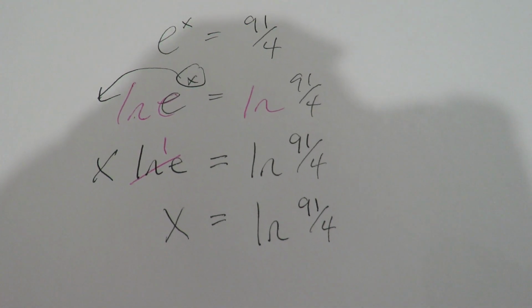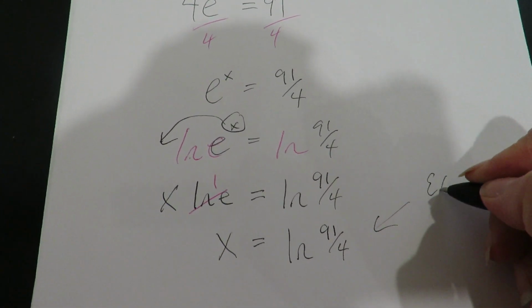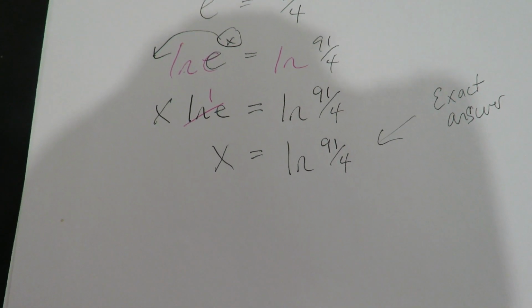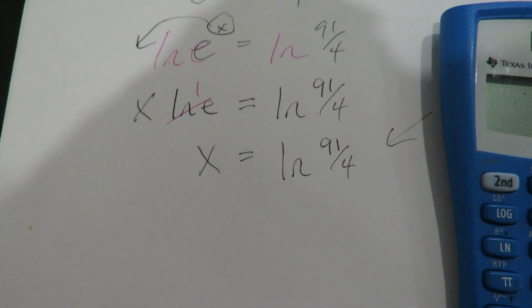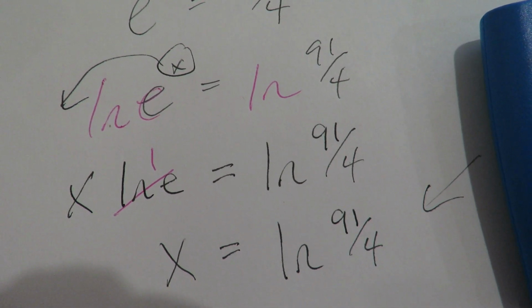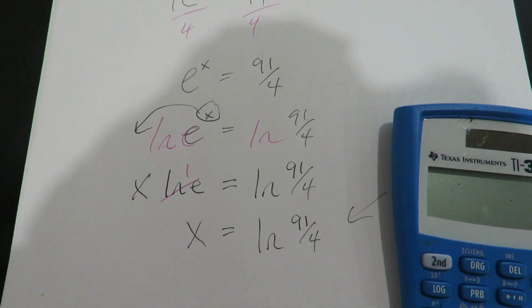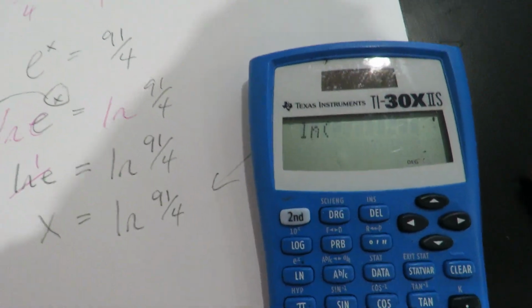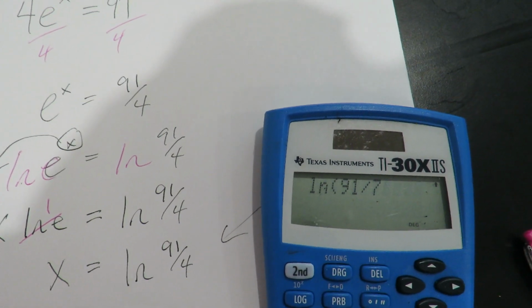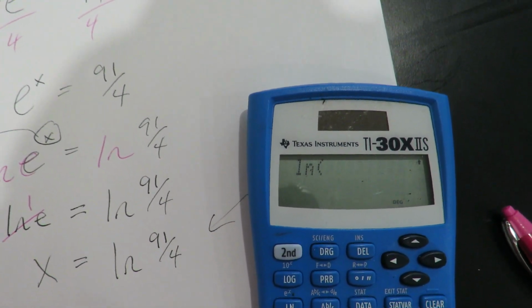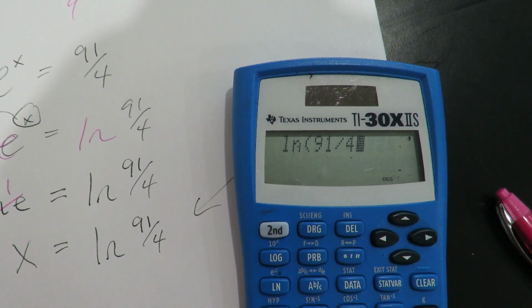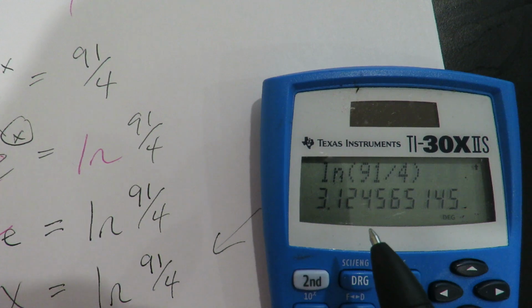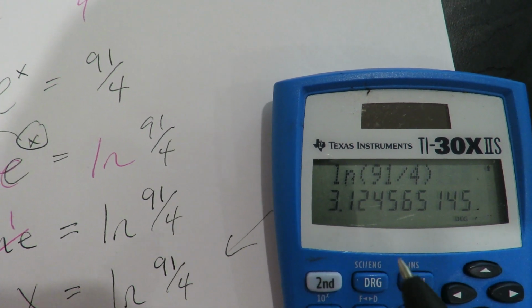So this is what we would call the exact answer. And if I put it in my calculator, I could approximate this. Now when we do your homework, they want 3 decimal places. Okay, so let me do that with you. ln of 91 divided by 4. All right, so the 3 decimal places, that's 3.125.